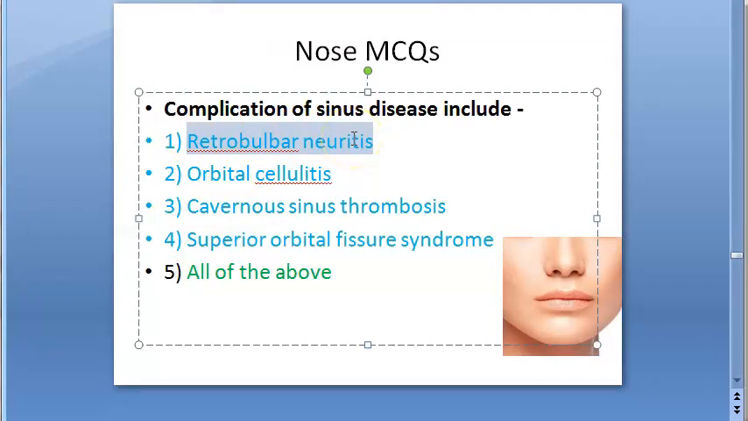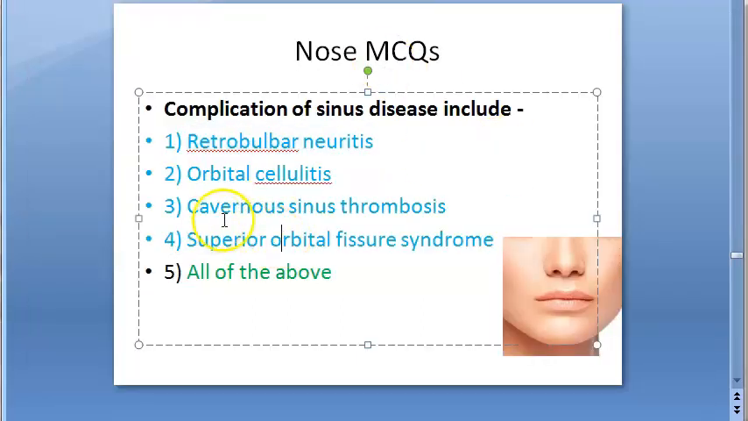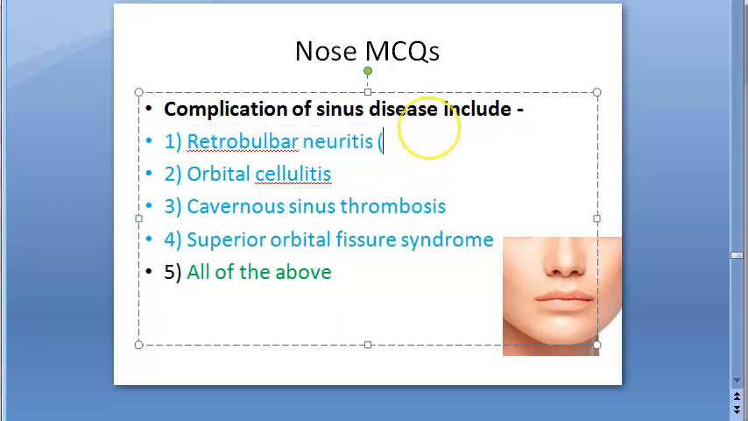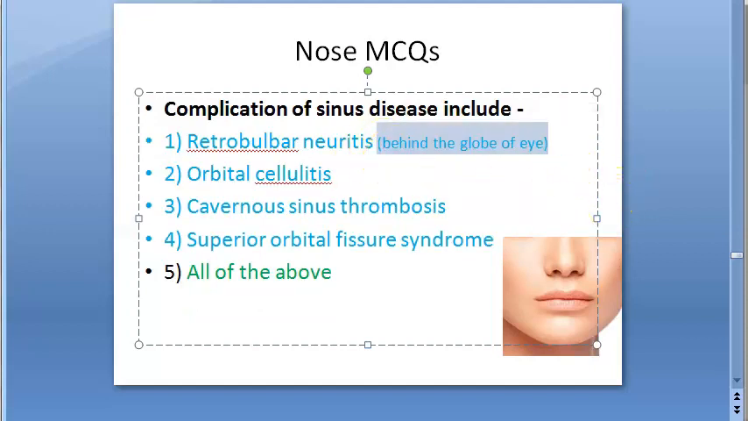Retrobulbar neuritis, okay. Orbital cellulitis we have written here, right? Orbital cellulitis we had, okay. So all this we had, except retrobulbar neuritis. This will be like behind the eye, right? Behind the globe of the eye, okay. That is retrobulbar.